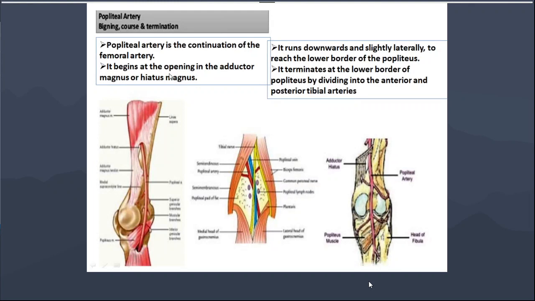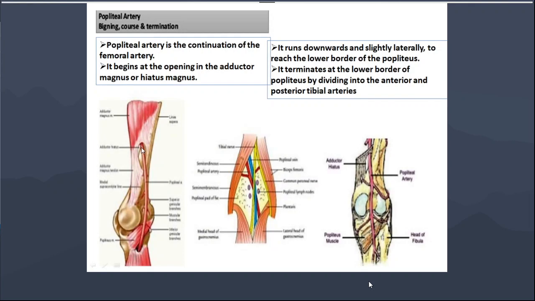Now come to the popliteal artery. I already told you the popliteal artery is the continuation of the femoral artery. It begins at the opening of the adductor hiatus. You can see here, the opening of adductor magnus, that is the last extent of the adductor canal.